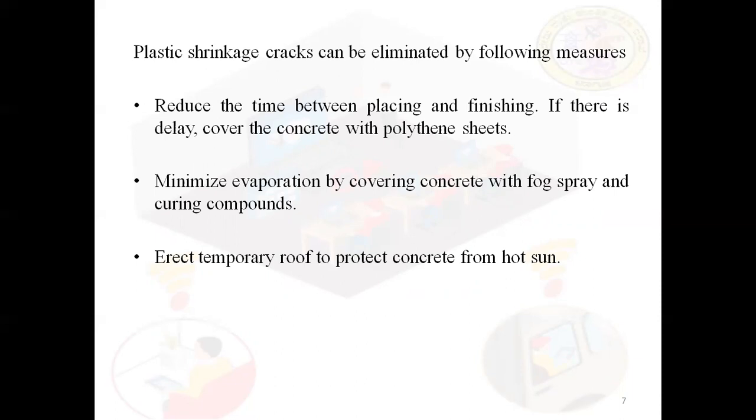That is the main thing to avoid plastic shrinkage. This can be done by reducing the time between placing and finishing. Once the placing of concrete is done, the finishing has to be done, and you have to cover the concrete with a polythene sheet. That means you have to avoid the evaporation from the concrete by finishing and covering with the polythene sheet. We have to minimize the evaporation by covering concrete with fog spray and curing compound. Immediately after the setting of concrete, we have to apply the fog spray and curing compound to minimize the evaporation of water from the surface.